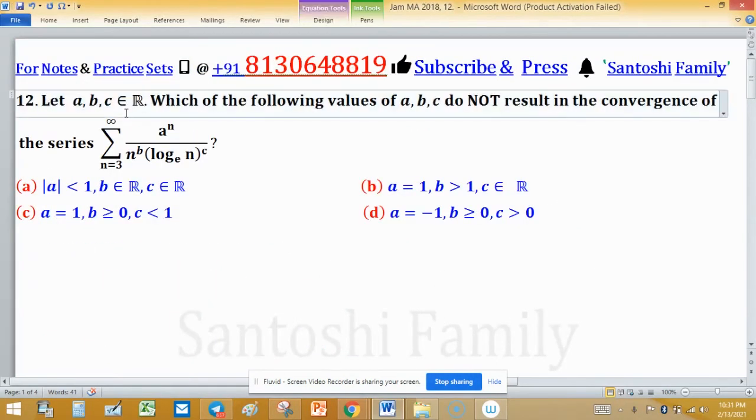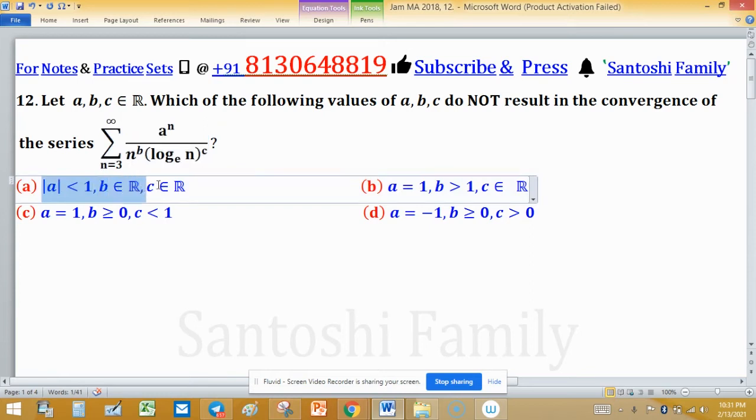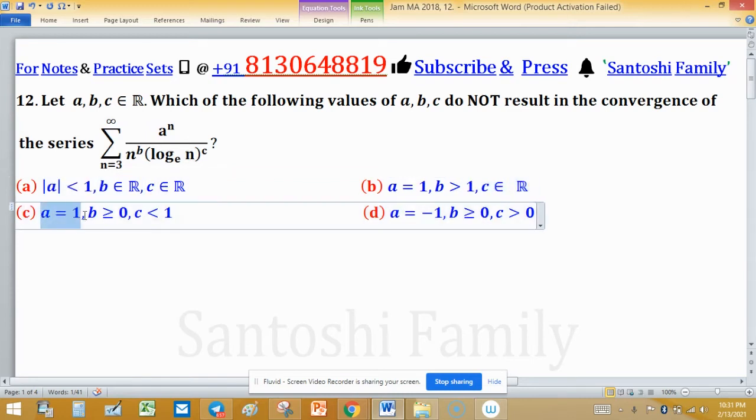Let a, b, c be reals. Which of the following values of a, b, c do not result in the convergence of this series? Option A is mod a less than 1, b any real and c any real. Option B is a equal to 1, b greater than 1 and c any real. Option C is a equal to 1, b greater than or equal to 0 and c less than 1. Option D is a greater than minus 1, b greater than or equal to 0 and c greater than 0.